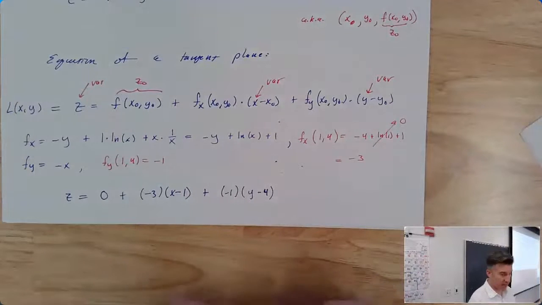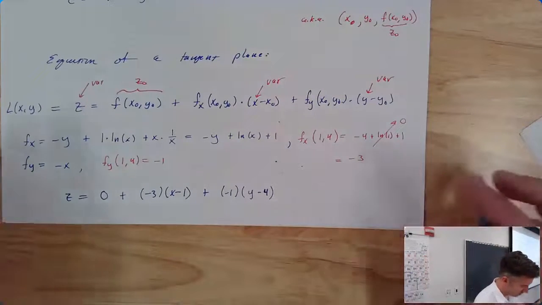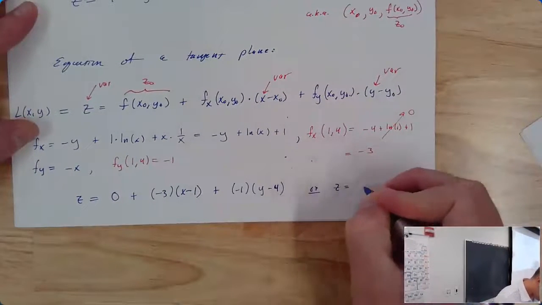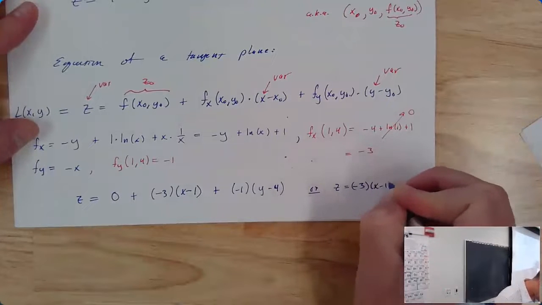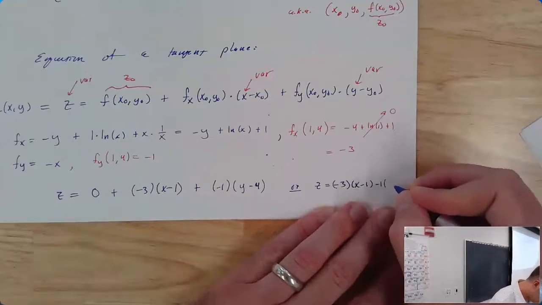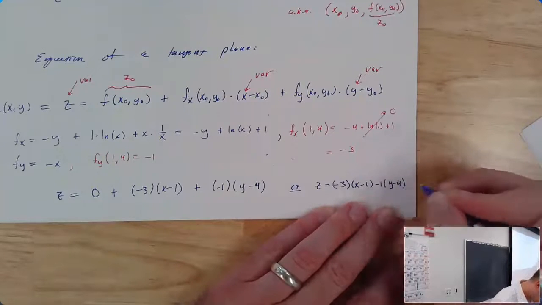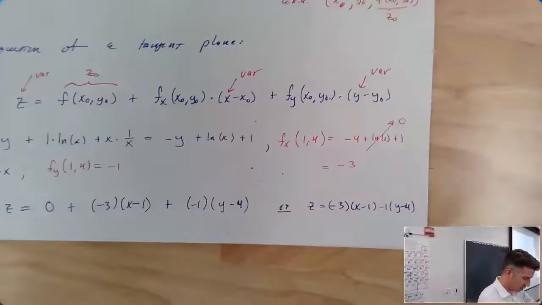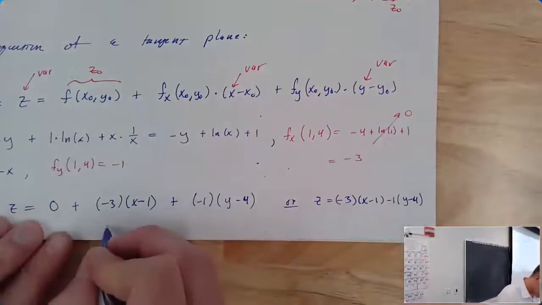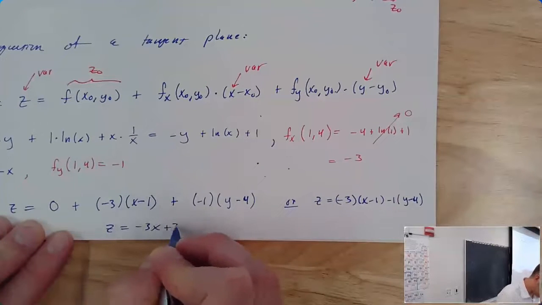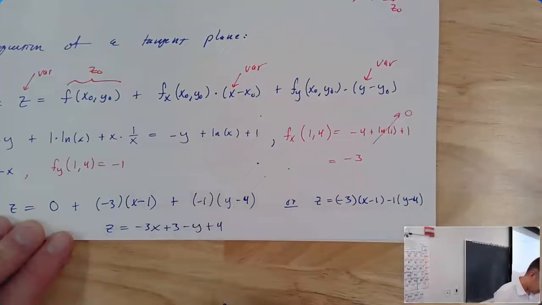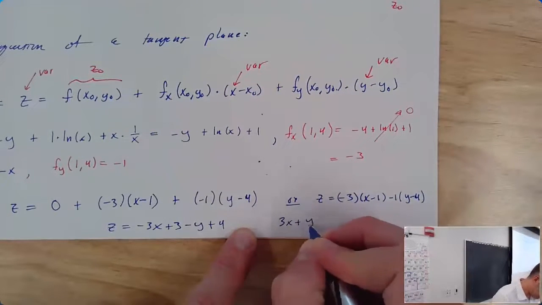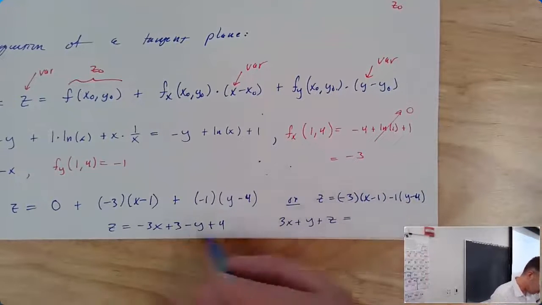And in my opinion, I would leave it like that, or maybe I would simplify it a little bit. I've got Z equal to negative 3 times X minus 1 minus 1 times Y minus 4. I personally don't prefer to multiply that out, but you certainly can. We can multiply it out and get Z equal to negative 3X plus 3 minus Y plus 4. And then bring all the variables to the left and say we had like 3x plus y plus z equal to 7.